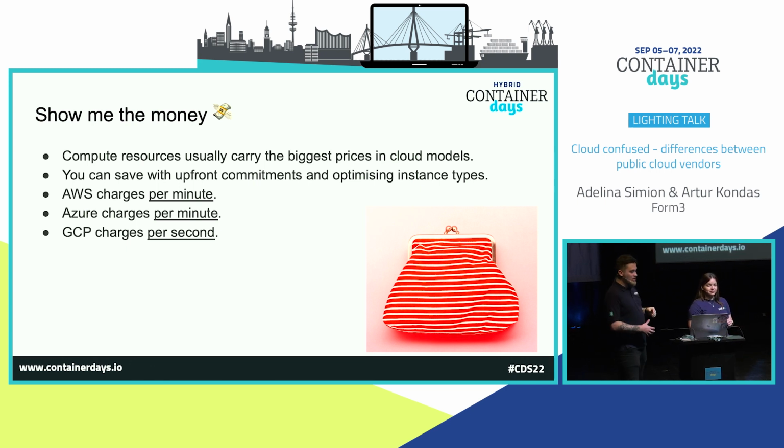When it comes to charges, AWS and Azure charge you per minute of usage. GCP charges you per second of usage. Is it better? Is it worse? It depends on your use case, basically.